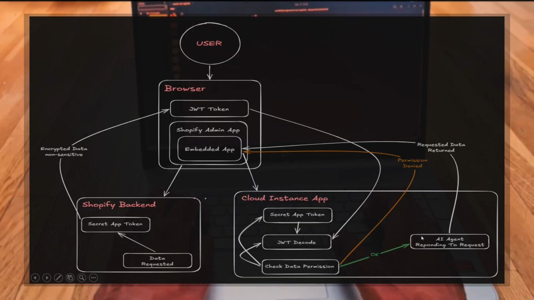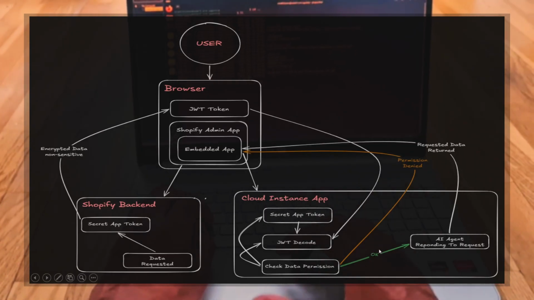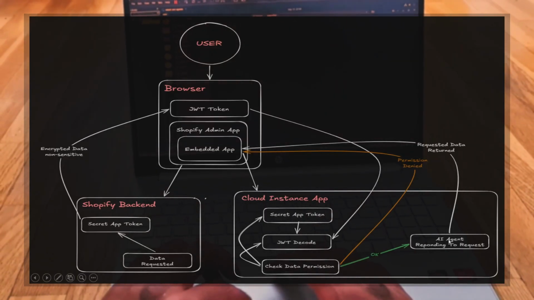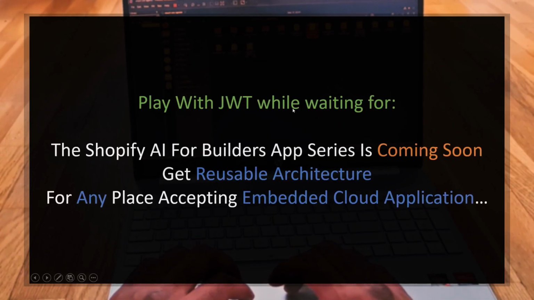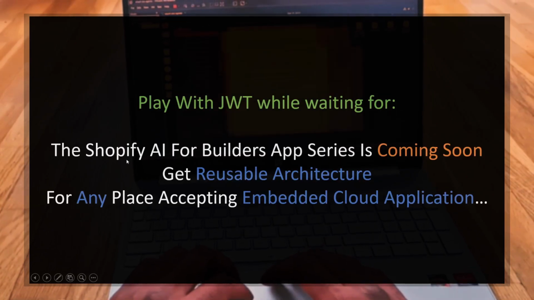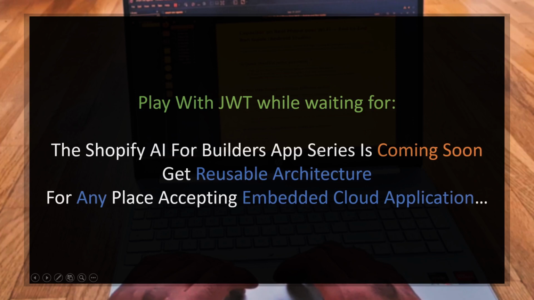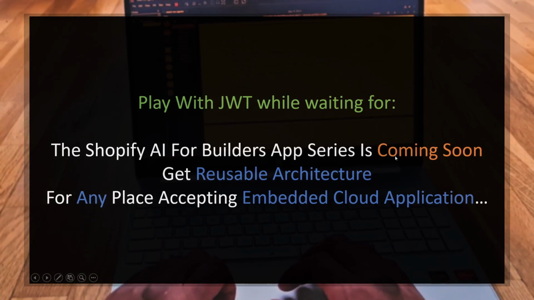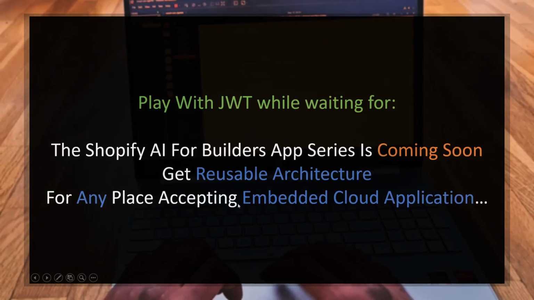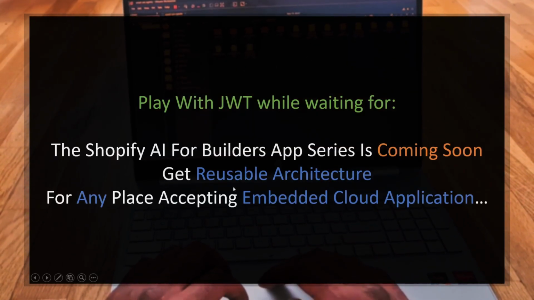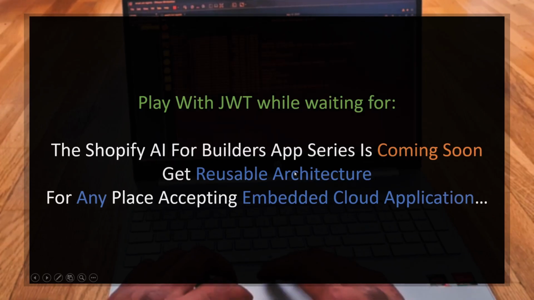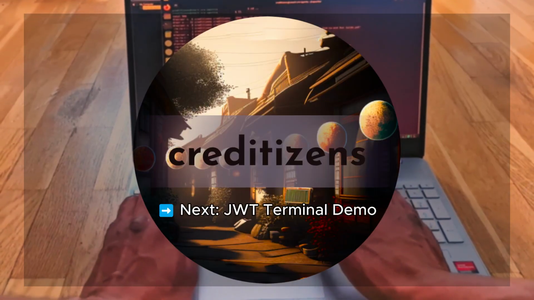Now you've got the flow through the slides. I'll be using the terminal also to show you in the next video before this series comes. So play in the meantime with JWT, waiting for the Shopify AI for Builder app series. It's coming soon. You get a reusable architecture, that's what is interesting about this series, for any place accepting an embedded cloud application. So you can use it as an example of how you would embed an application and how you can secure it.